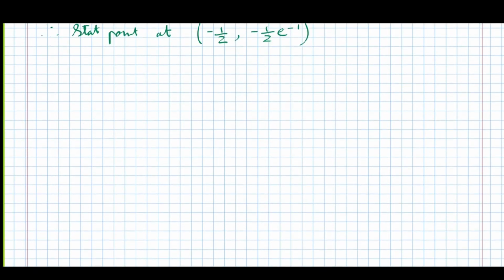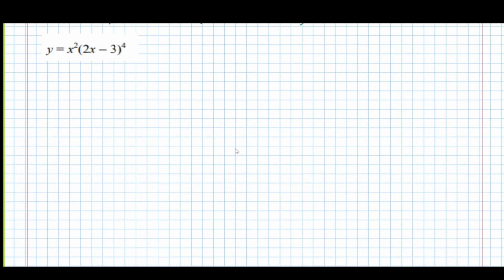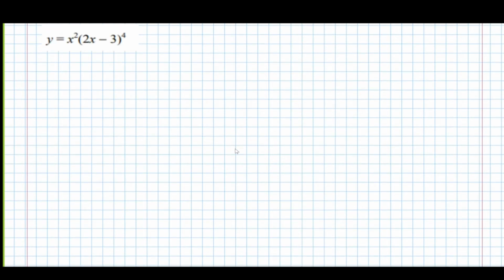So let's find the stationary points of this particular one when it appears. Oh, there it is. So product rule again. Find the stationary points. But this one, as I say, is a little bit more difficult. I'll give you a moment to get started on that, then I'll take over.